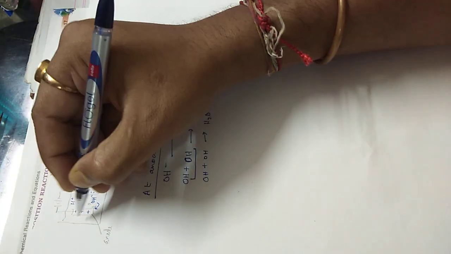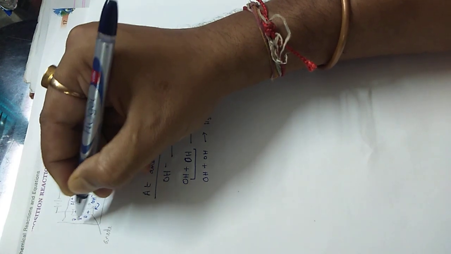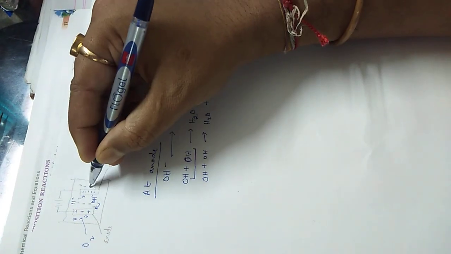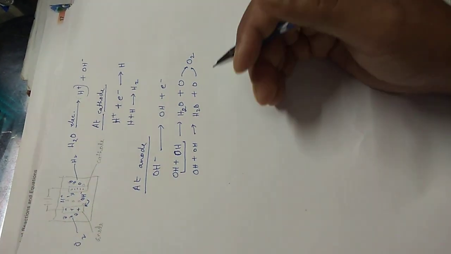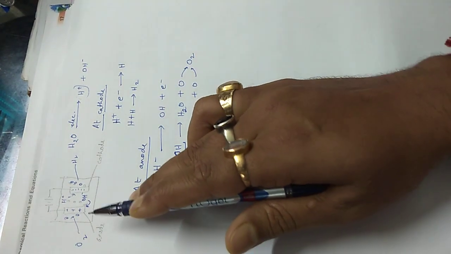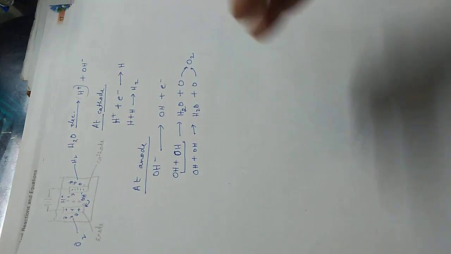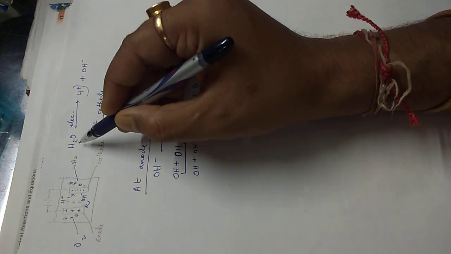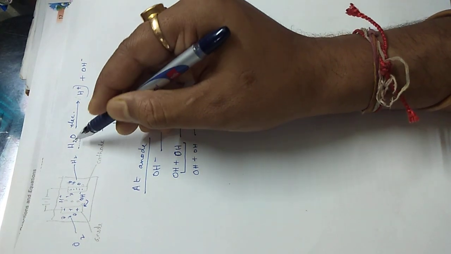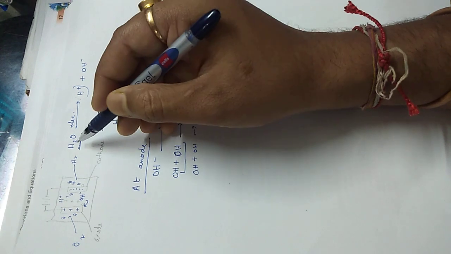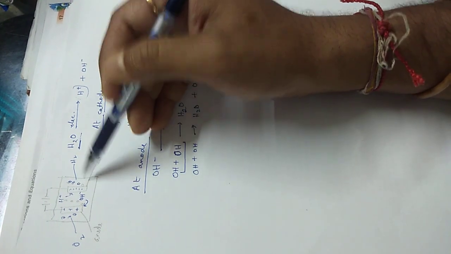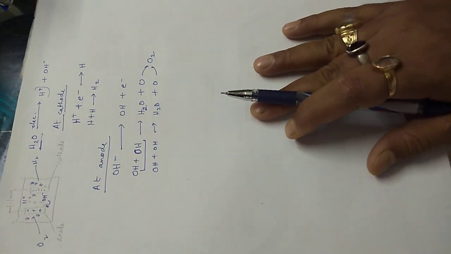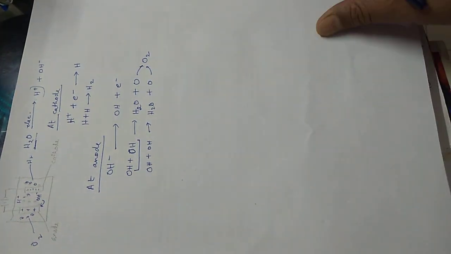So ultimately, the bubbles here are of which gas? It is oxygen gas. And the bubbles here are of which gas? Hydrogen gas. One question comes very often: at one of the electrodes, the amount of gas produced is more compared to the other electrode. To explain simply, look at the formula of water, H2O. By volume, hydrogen is double, so the amount of gas evolved at the cathode will be double. Hydrogen will be double the amount compared to oxygen. So this is your electrolytic decomposition.